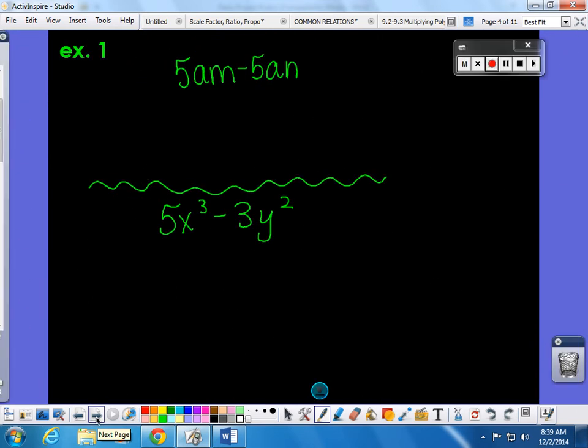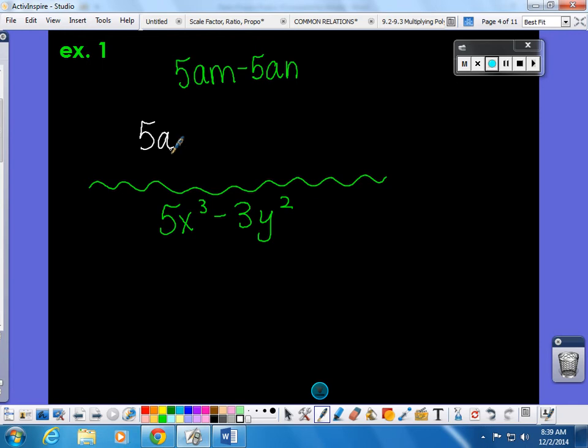Alright, let's look at these examples. Let's start doing some algebra. Now, greatest common factors in algebra can be numbers and variables, or either or. It could have just a number, it could have just a variable, or it could have both. Look at 5am and 5an. What is the greatest common factor number? 5. What's the greatest common factor variable? a. So they both have a common factor of 5a.